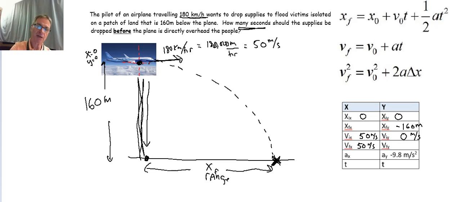Because if the pilot drops it once the pilot is over the patch of land, then remember, this is the trajectory. Here's the trajectory of our package. It's this, right? That package is going to land in the water somewhere. All right, we don't want that to happen. Okay. All right, so let's go back to our table of information over here.